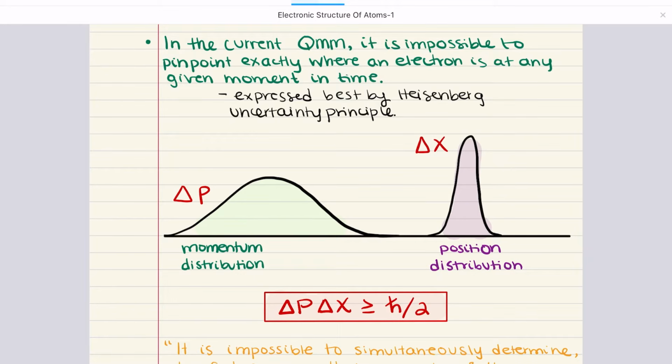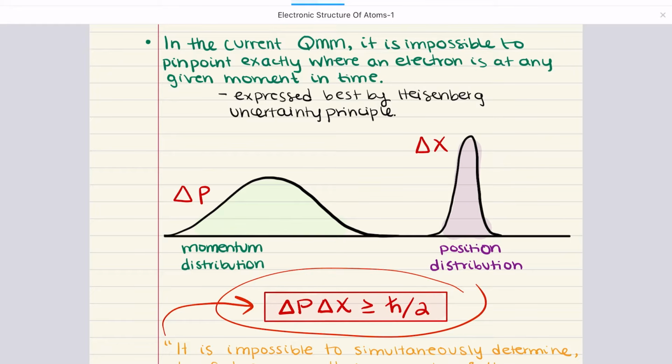If we want to assess the position of an electron, the electron has to stop. And when it does that, we remove its momentum. If we want to assess its momentum, then the electron has to be moving, which means it's changing its position. And so this is the expression that demonstrates the sentiment of the Heisenberg uncertainty principle. Main takeaway is that it is impossible to simultaneously determine with perfect accuracy the momentum and the position of an electron, and that is all that this expression is saying.